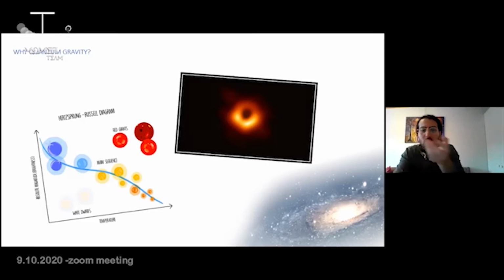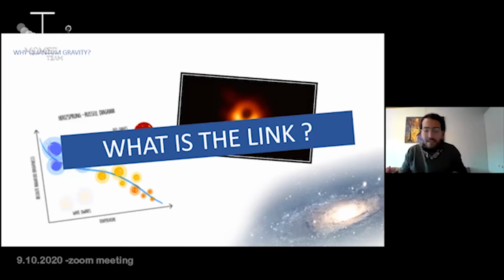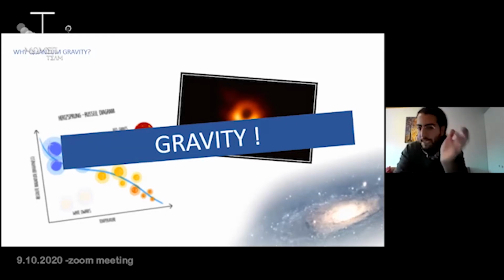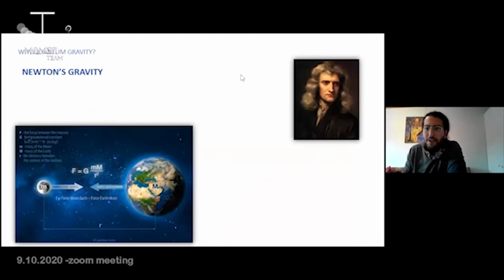So you ask yourself, what is the link between all these things we have talked about in this space week? The answer is simple: gravity. Stars and dark matter, and we'll come to them. For now, a brief history of gravity.